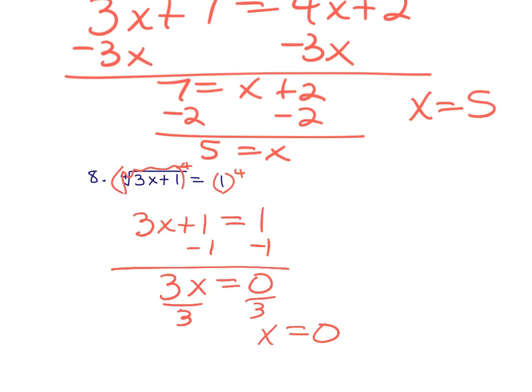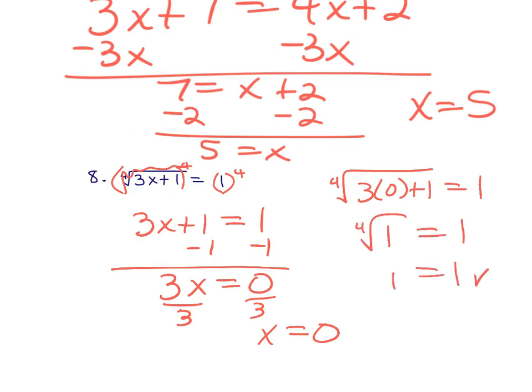This is a 4th root, so I do need to check it. It's even. So 3 times 0 plus 1. 3 times 0 is 0. 4th root of 1 is 1. 1 equals 1. It checks. So 0 is a good answer.